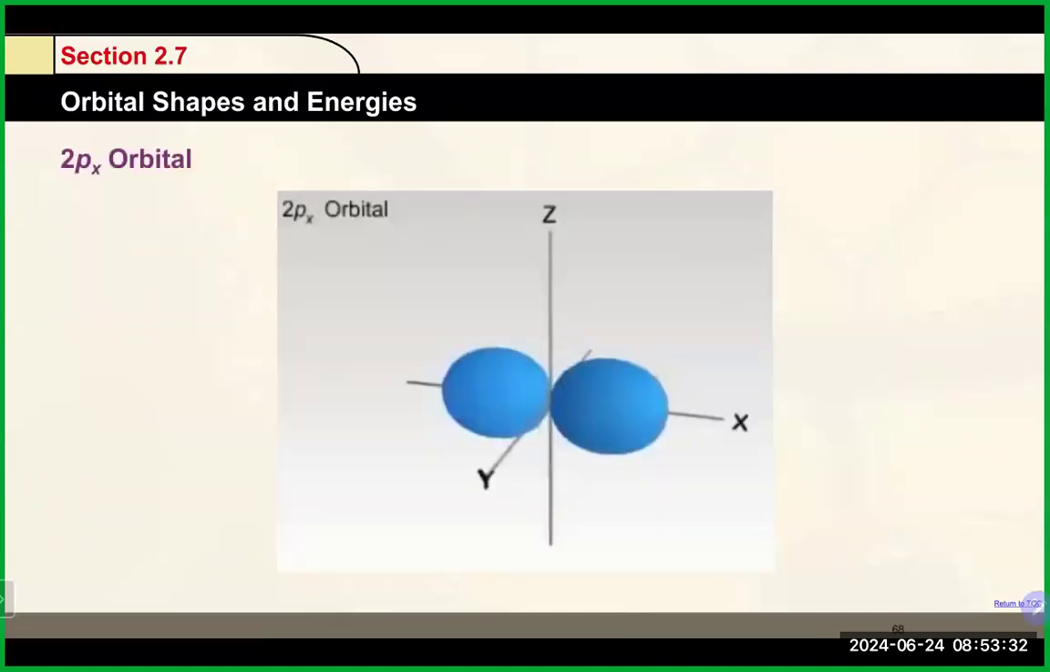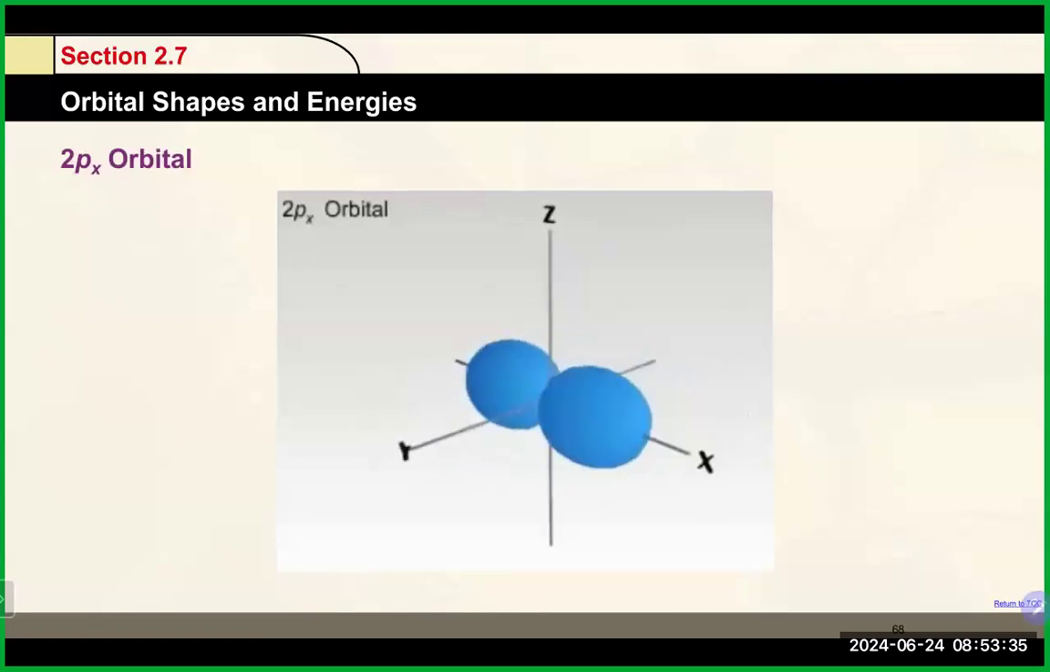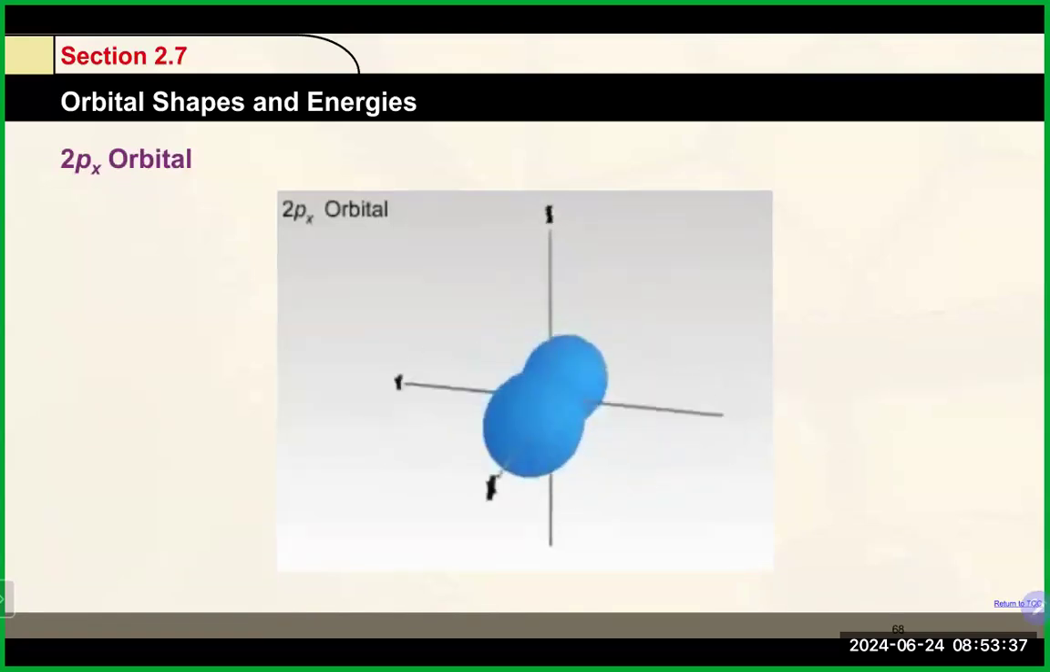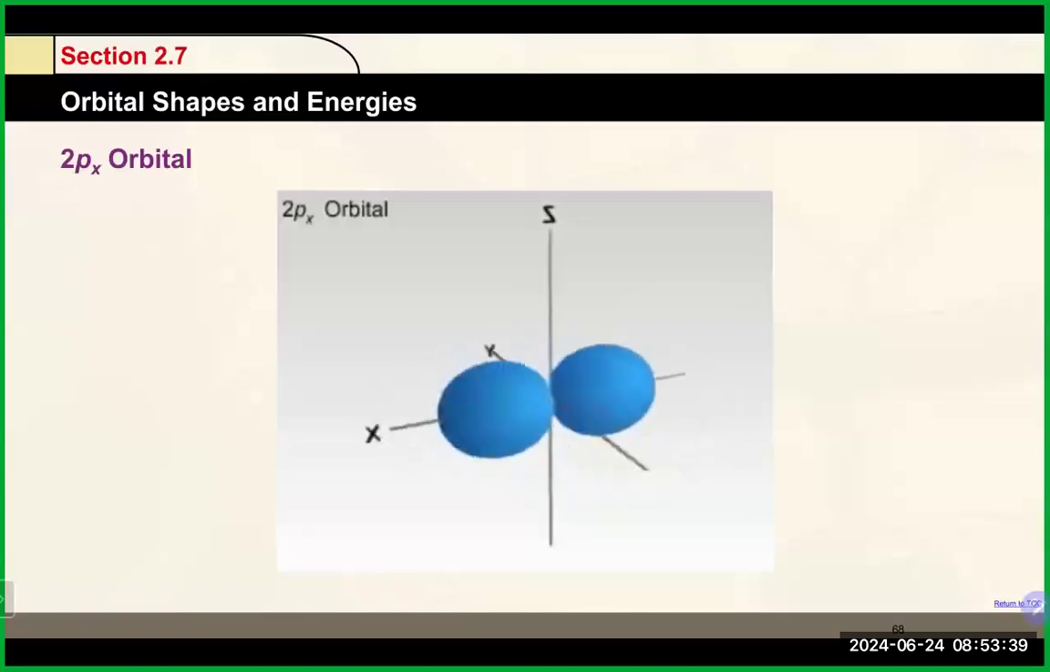And here's what they look like again. The 2px orbital is in the shape of a figure 8 along the x-axis. And again, in the middle there is where the nucleus is thought to be.